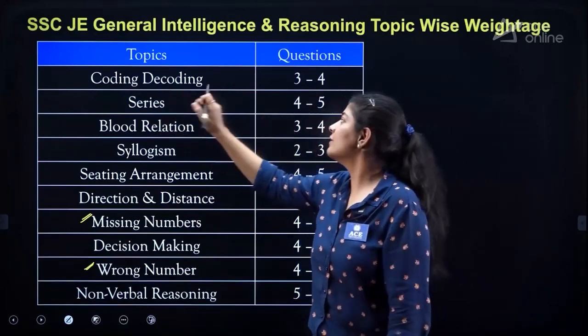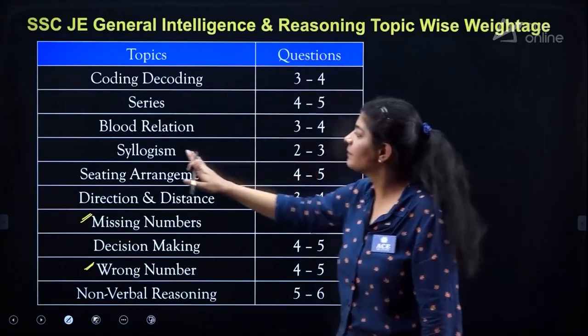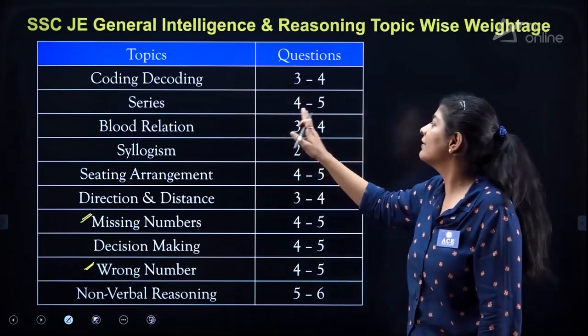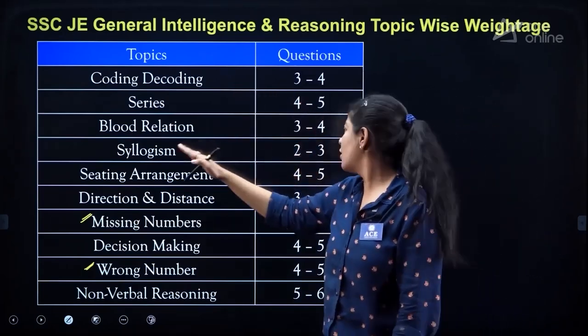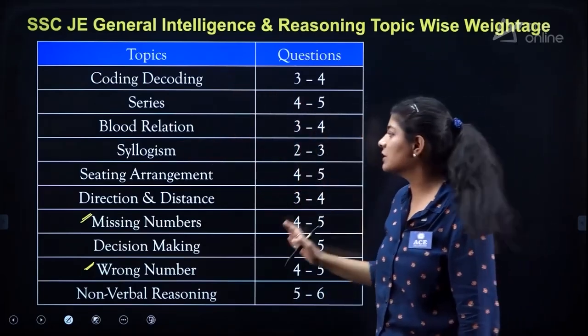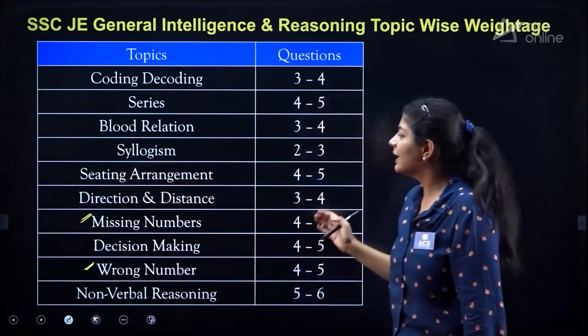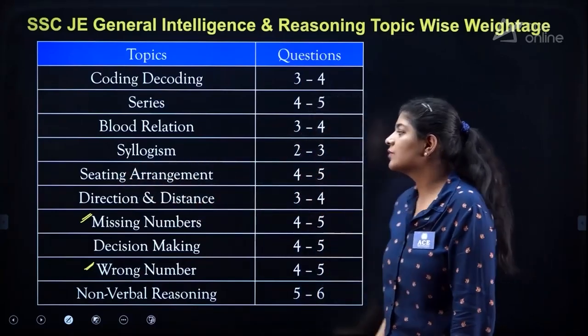So from the series we are having 4 to 5 questions. From blood relation we are having 3 to 4 questions. Syllogisms we are having 2 to 3 questions. Sitting arrangement we are having 4 to 5 questions.